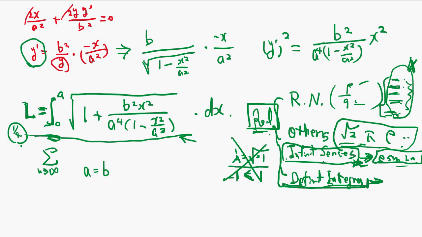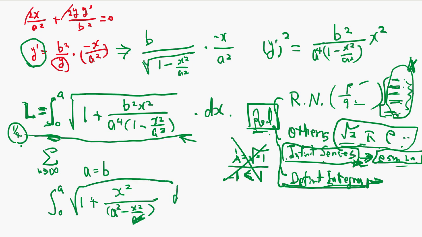The circle is going to be, simplified, the integral from 0 to a of the square root of 1 plus x squared over a squared minus x squared, times a squared, right? A squared. A little bit more, you feel a little bit more comfortable.